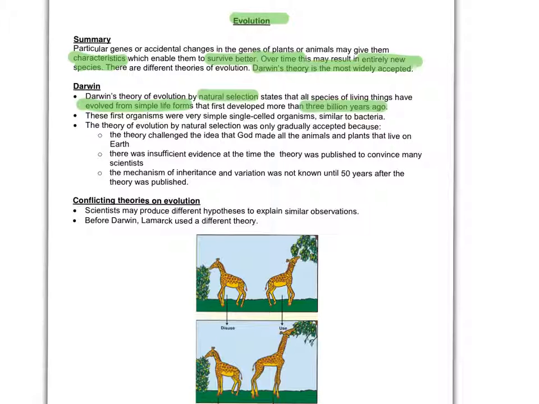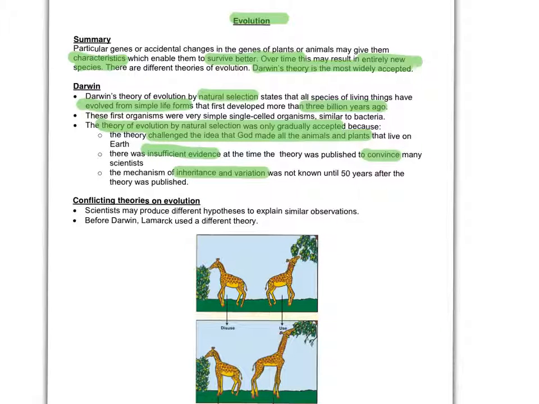A common exam question might ask why the theory of evolution by natural selection was only gradually accepted. This is partly because it challenged the idea that God made all the animals and plants. It was a different idea to this. At the time there was insufficient evidence, or not enough evidence, so Darwin was unable to convince many scientists. And he couldn't scientifically explain how inheritance and variation worked.